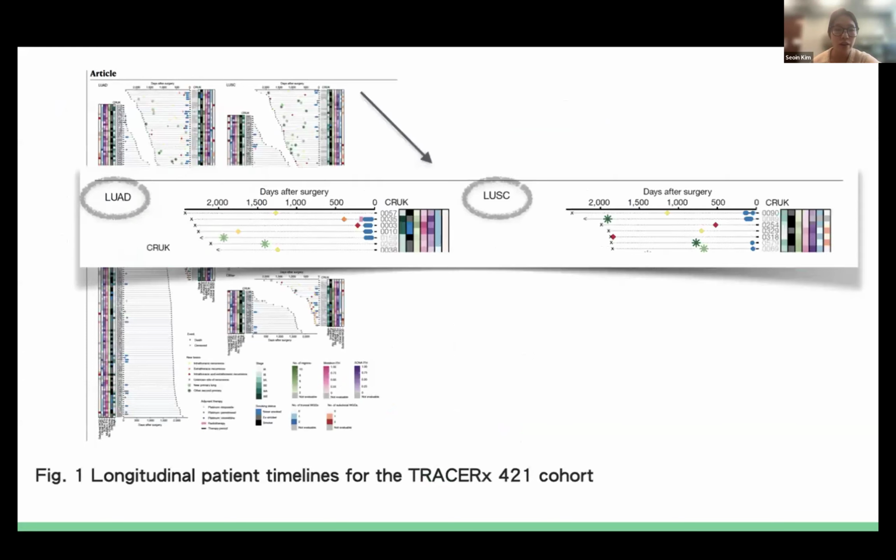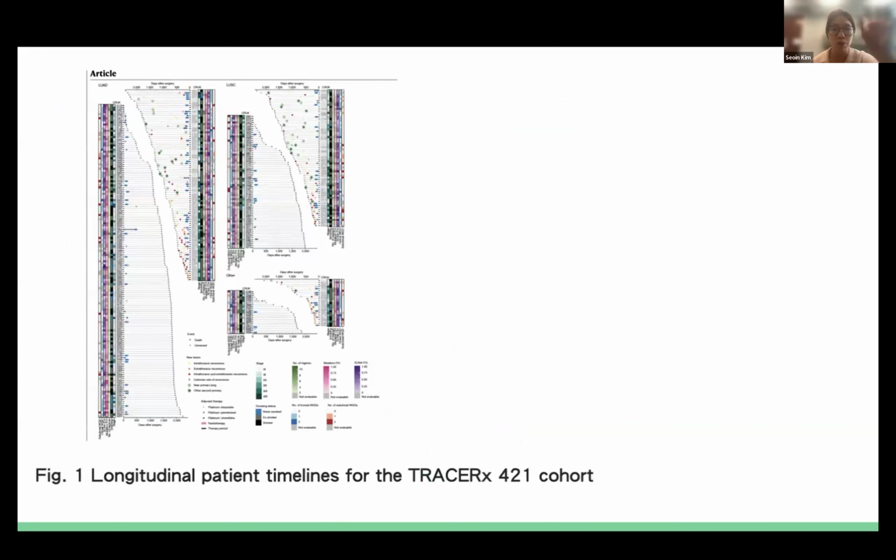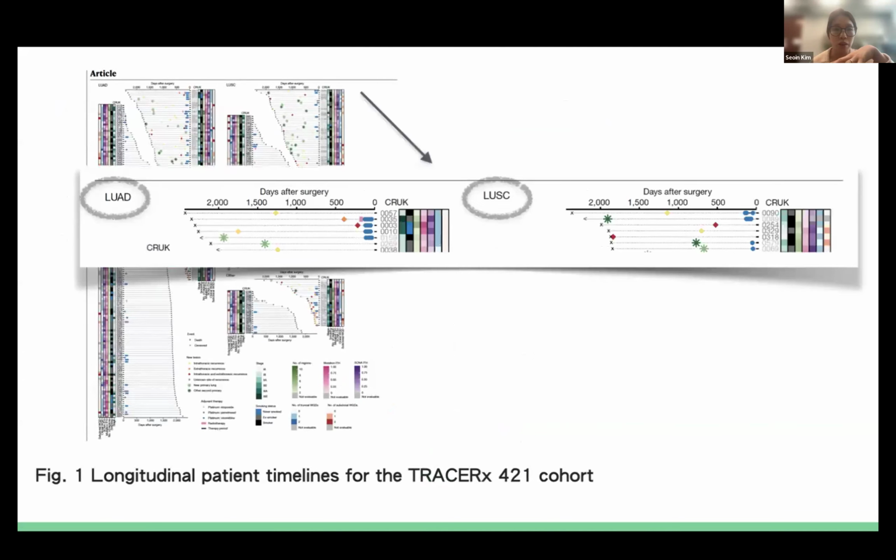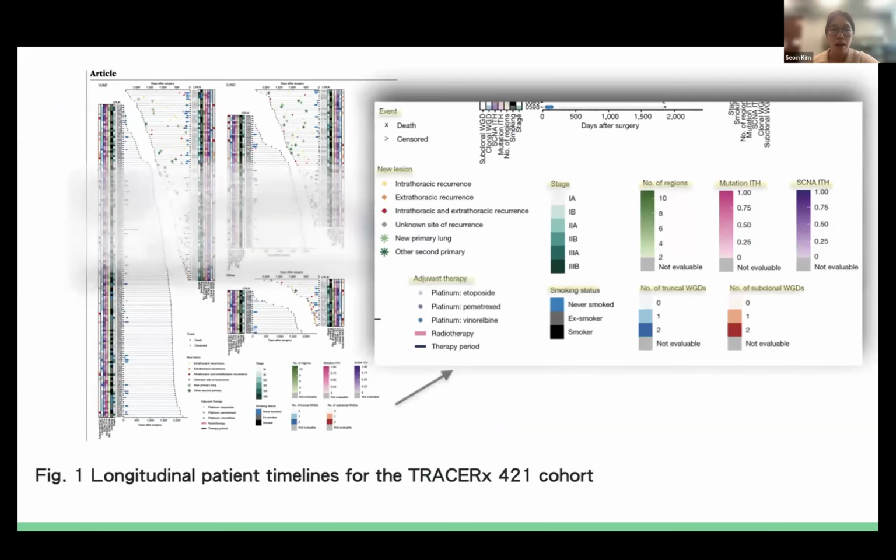And this figure is the whole patient clinical course that was categorized into two histological types. As you can see here, each line represents one patient and is marked by different clinical factors like types of therapy and recurrence and stage, as well as all the information about the intratumor heterogeneity.